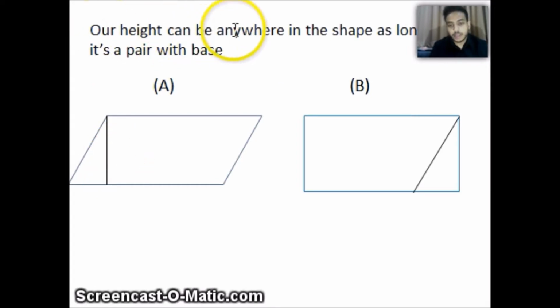Our height can be anywhere in the shape as long as it's perpendicular with the base. Like it can be here, it can be in the middle of the shape, it can be at the end of the shape, it can be anywhere, but it has to be perpendicular with the base at an angle of 90 degrees.